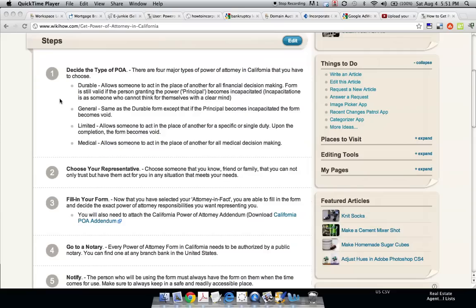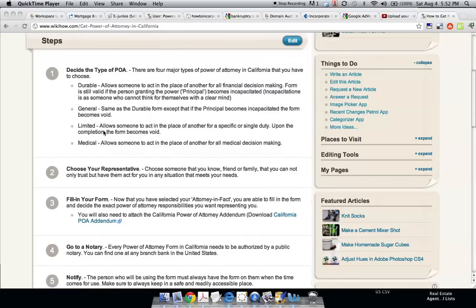And what makes durable so special is that even if the person becomes incapacitated, which is described as someone who cannot think for themselves with a clear mind, the form stays valid. So if you have, say, an elderly parent that you're doing a power of attorney for, you want to make sure that you get the durable. Now, the general is exactly like the durable, except that it does not have that incapacitation addendum, where once the person becomes incapacitated, the general becomes void.